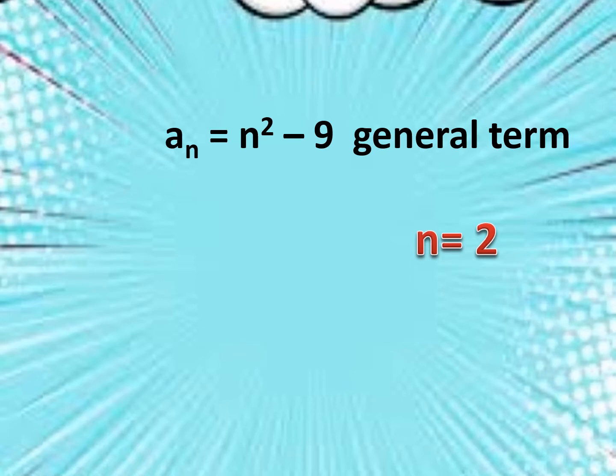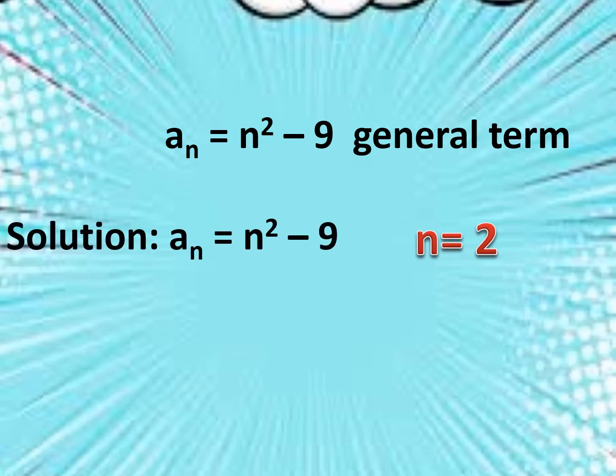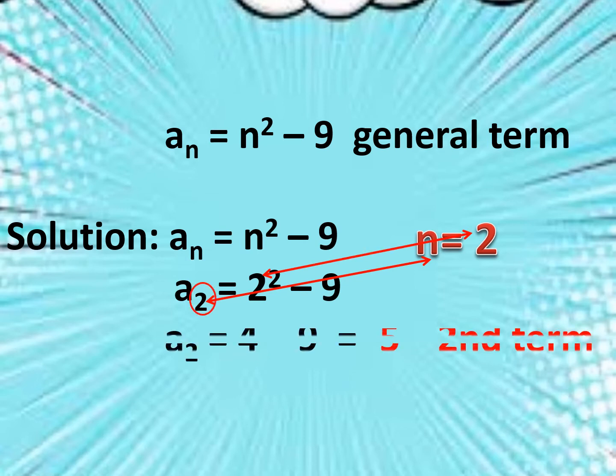So let's start now from n is equal to 2. Again, our general term is a sub n is equal to n squared minus 9. So a sub n will become a sub 2. Why? Because we're looking for the second term. Then substitute the value of n by 2. You have 2 squared minus 9. Then simplify. A sub 2 is equal to 4 minus 9 is equal to negative 5. Our second term.